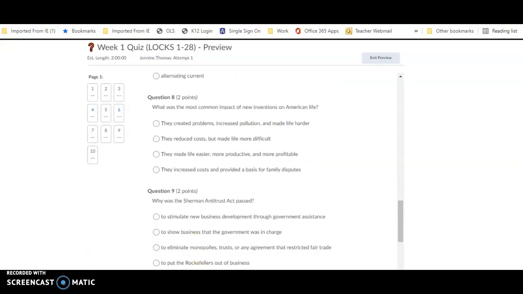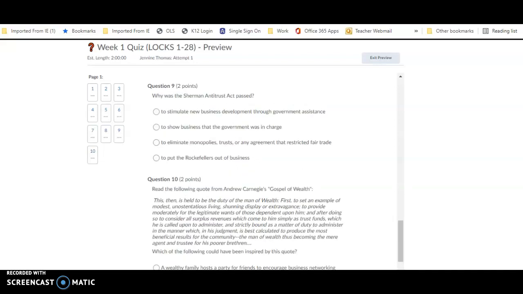Question number 8. What was the most common impact of new inventions on American life? They created problems, increased pollution, and made life harder. They reduced costs, but made life more difficult. They made life easier, more productive, and more profitable, or they increased costs and provided a basis for family disputes.